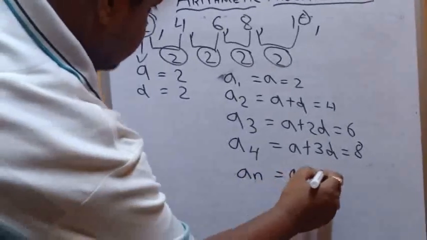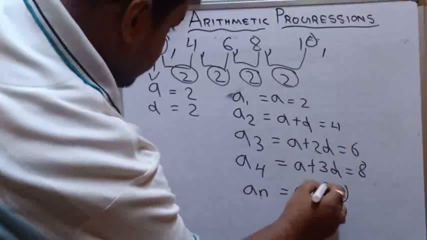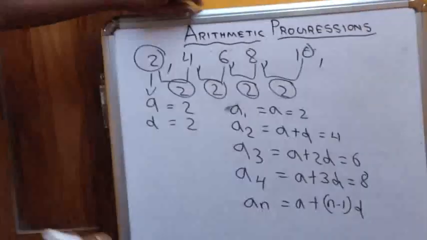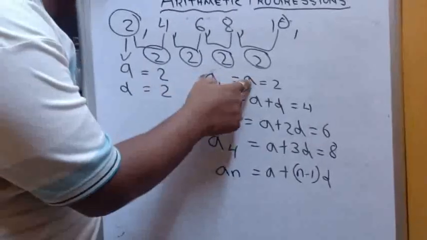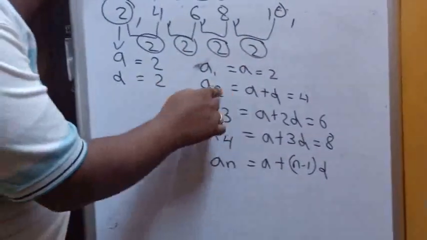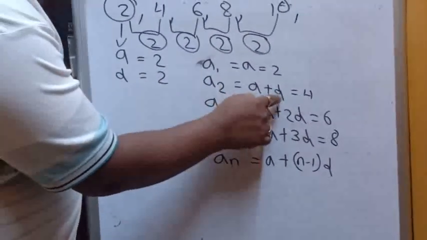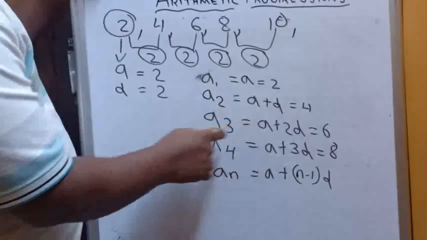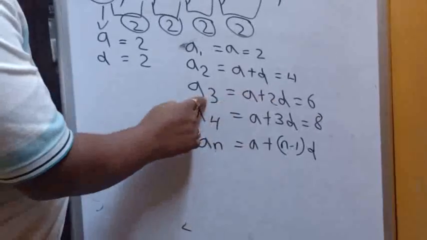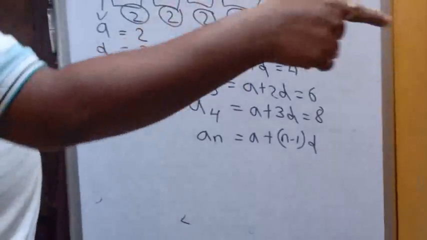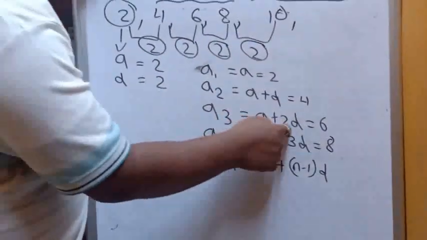A plus n minus 1 into D. Why have I written n minus 1 here? Look, when I wrote the first number A equals 2, and when I want to tell about the second number, only a single D is added. When I told about the third number, only 2D is added. So 3 minus 1 equals how much? 2. So you added only 2D.